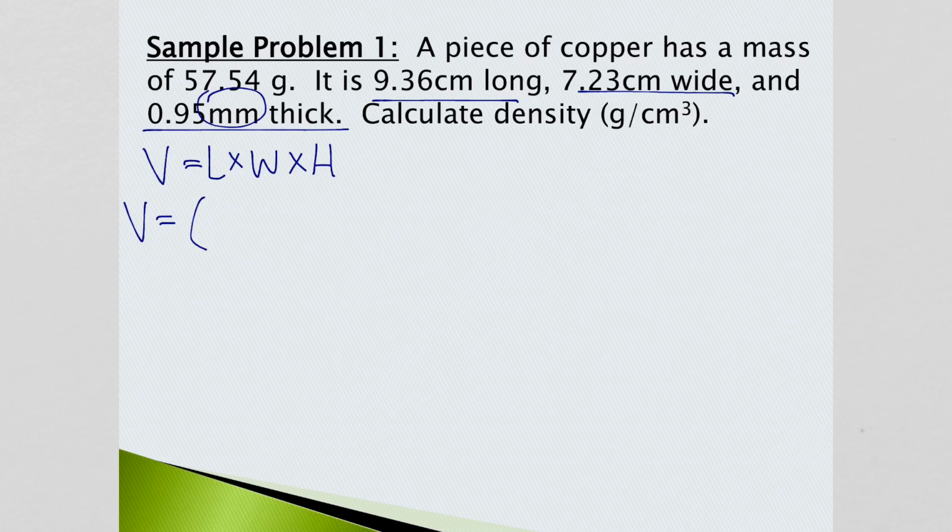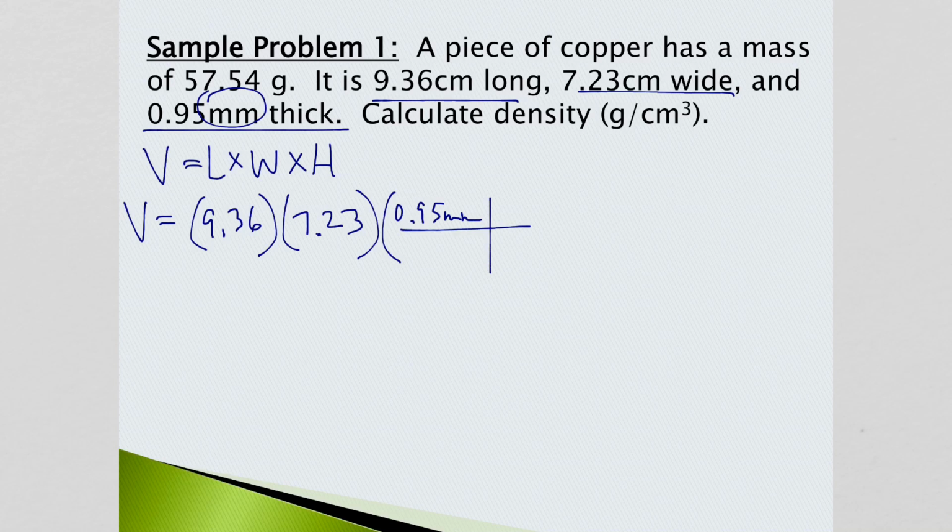So the length, 9.36, the width, 7.23, and now the height. It's currently 0.95 millimeters, and we need that to be in centimeters. So converting right within the problem, 1,000 millimeters equals 100 centimeters. So I know when I enter this into the calculator, I'm going to do 9.36 times 7.23 times parentheses 0.95 times 100 divided by 1,000 close parentheses.